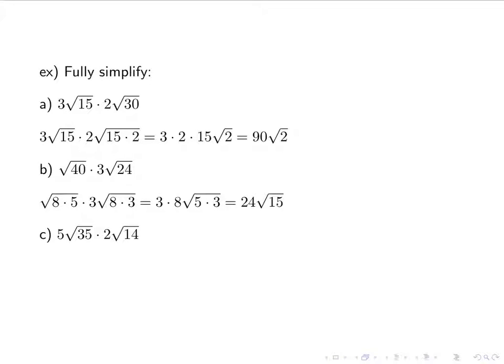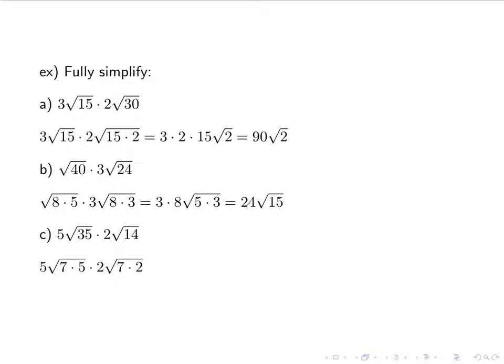So let's try another one. 5 root 35 times 2 root 14. Again, do not multiply 35 by 14. Instead, notice that they both have a 7 in common. So 35 becomes 7 times 5. 14 becomes 7 times 2.